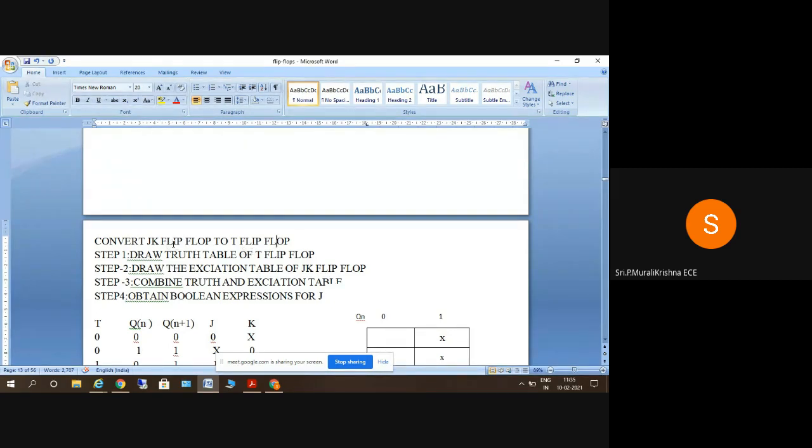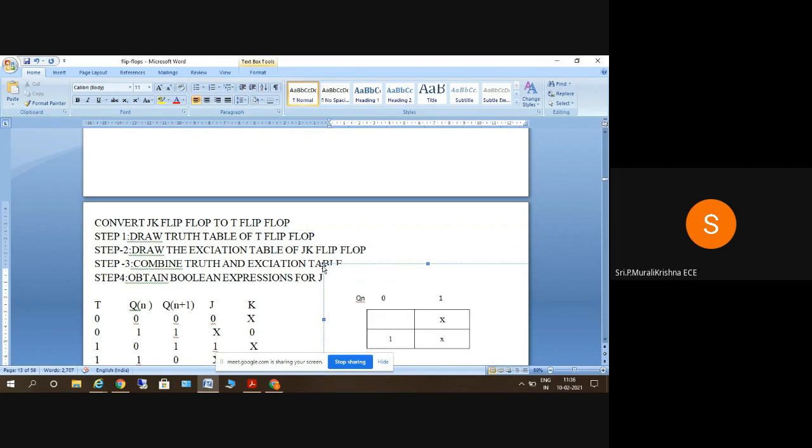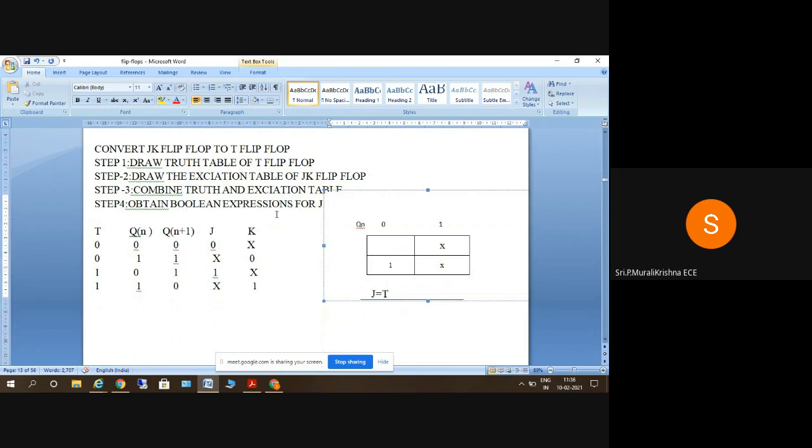If I want to convert JK flip-flop to T flip-flop, we need to know the truth table of the T flip-flop, which is to be converted, and the excitation table of the JK flip-flop. Then we combine the truth table and excitation table in the third step to get the Boolean functions for J and K. J will be in terms of T and Q and Q bar. By replacing that, we can get the conversion here.